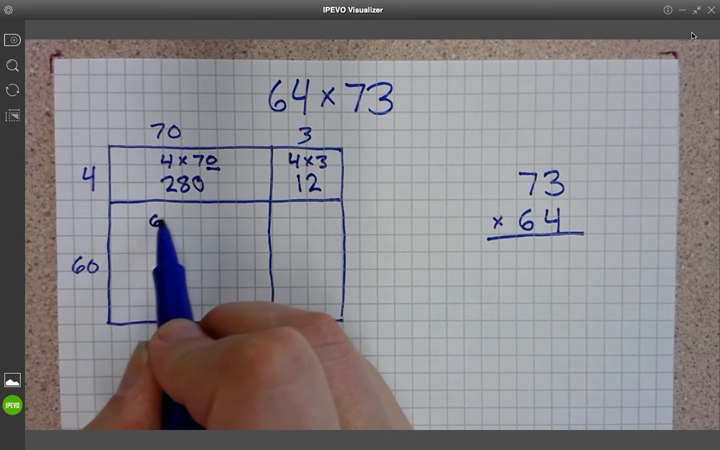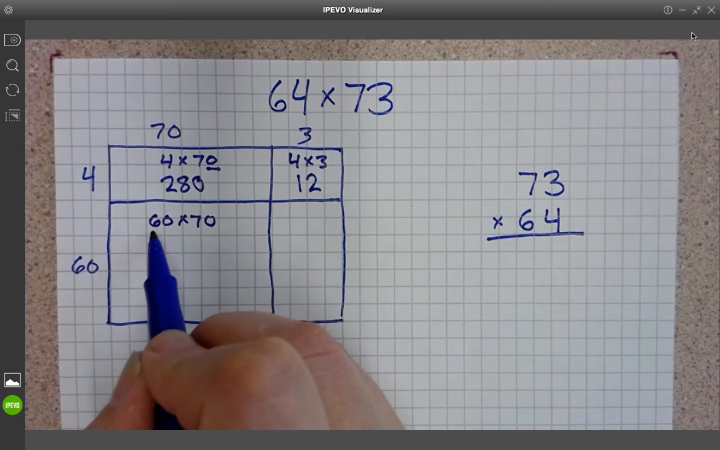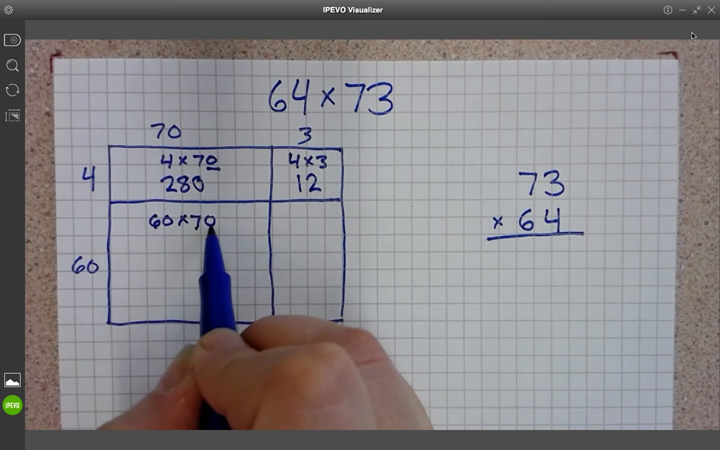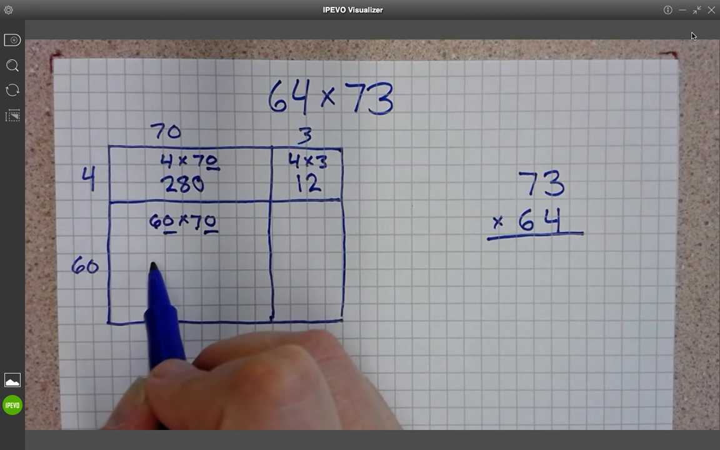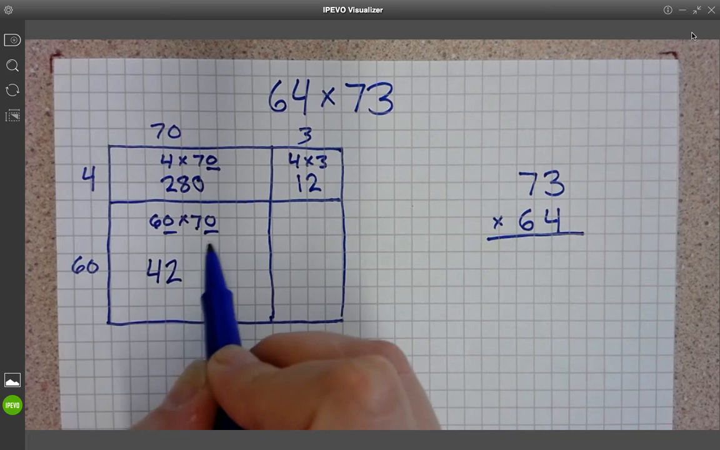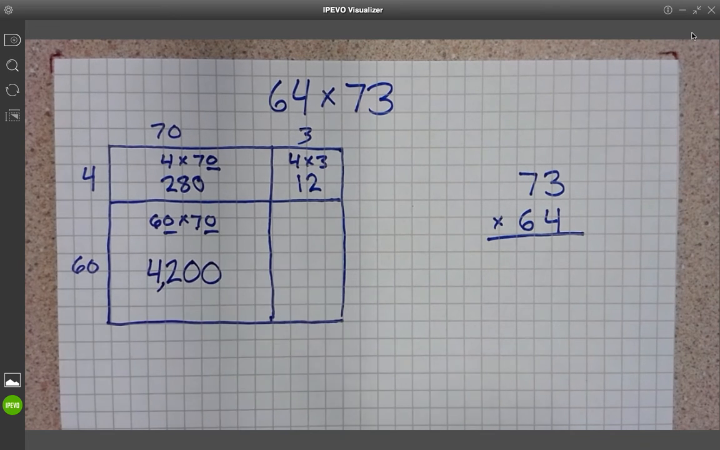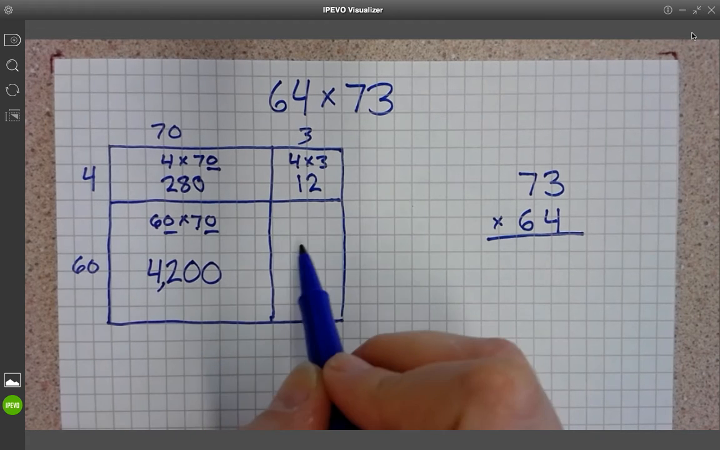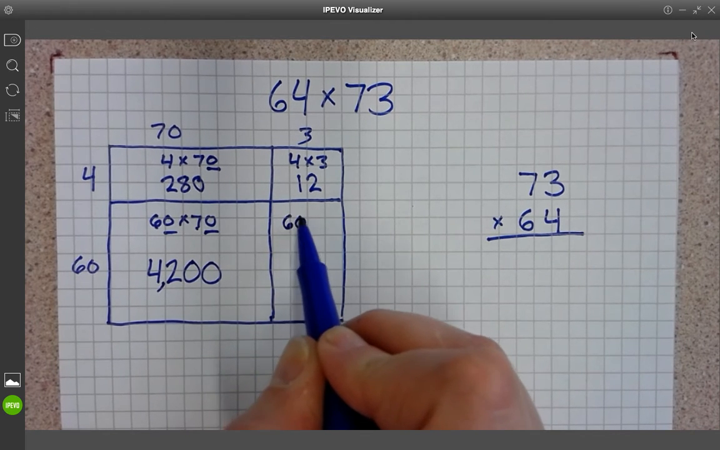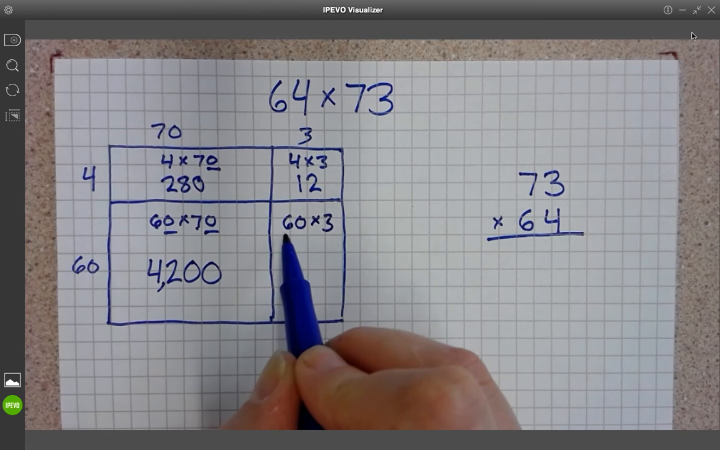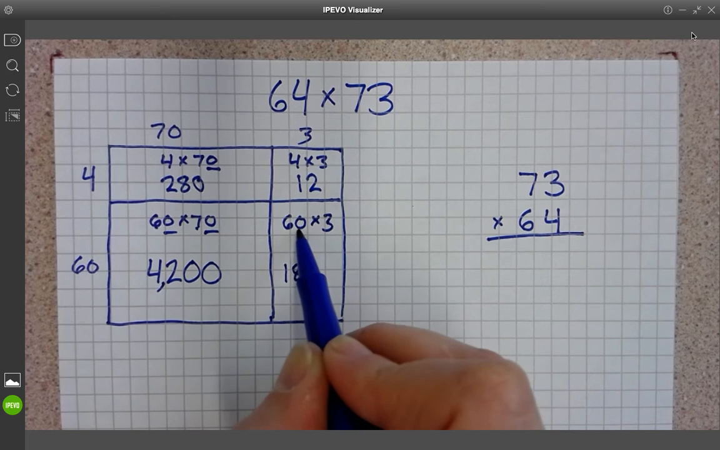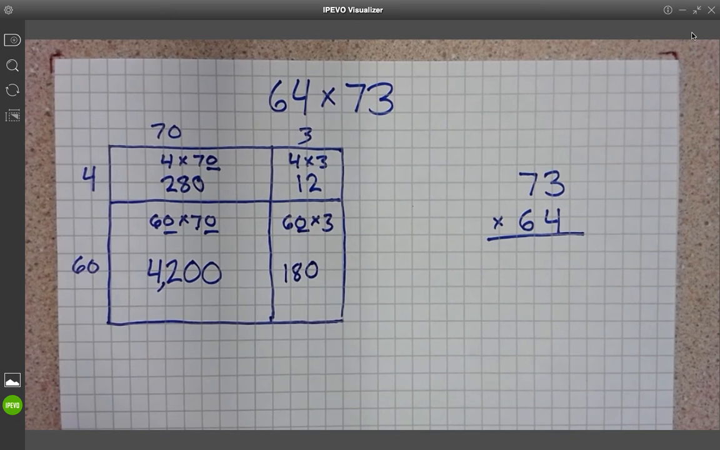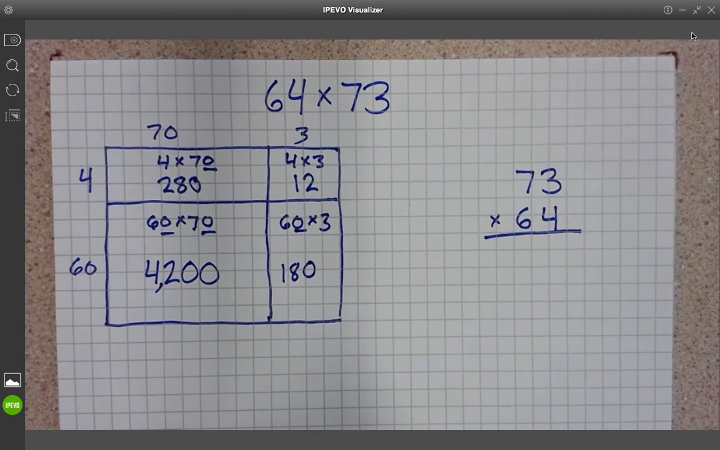Next down here, we're going to do 60 times 70. This is the same as 6 times 7 times 10 times 10, or 6 times 7 times 100. 6 times 7 is 42, times 100 is 4,200. And finally, in my last box, I'm going to do 60 times 3. That is the same as 6 times 3, which is 18, times 10 is 180. If that was too fast for you, pause the video, go back, play it over again so you can get this all filled in. I'm going to move on next to our standard algorithm.